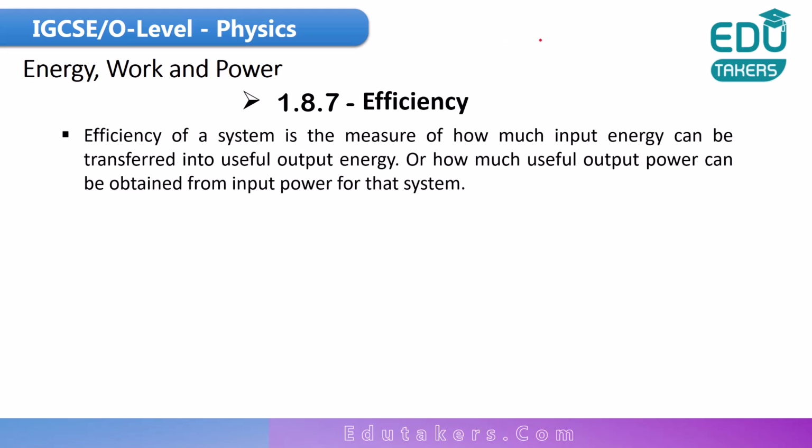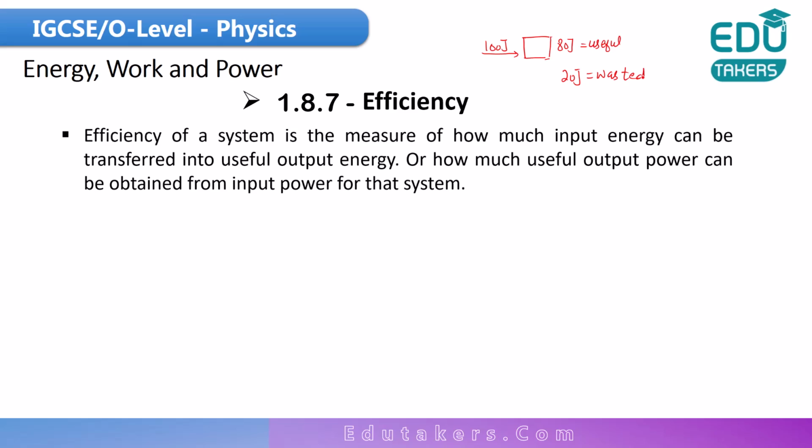If I consider here that there is an object and I apply a total of 100 joule of energy, which is the input energy, then how much of this 100 joule is converted into the useful output energy? This is basically determined by the efficiency. I suppose that here 80 joule is converted into useful energy and 20 joule is wasted into the environment as thermal energy.